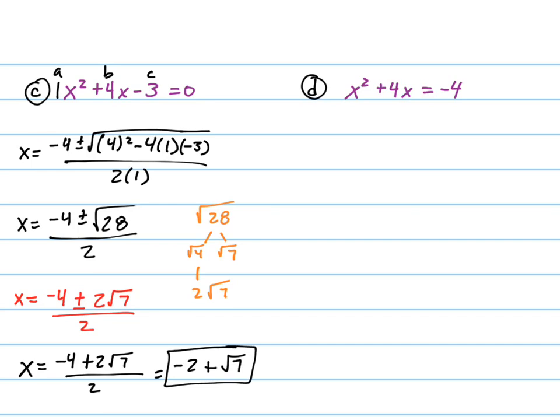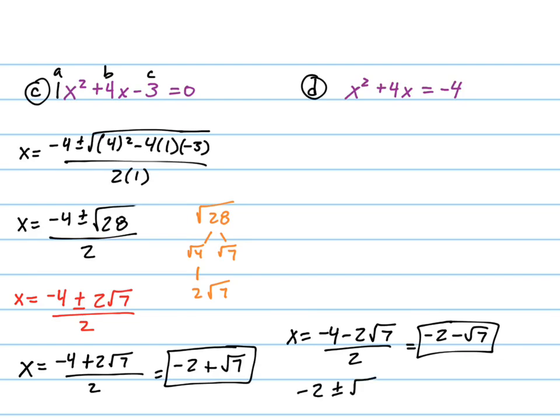And then if we do the same thing for the other version of this, and I'll have to erase it in a minute, we'd have x equals negative 4 minus 2 square root of 7 over 2, and that'll reduce as well. So we've got negative 2 minus the square root of 7 is our other answer. In reality, we could have written this as negative 2 plus or minus the square root of 7. That would have worked as well. We would have just simplified the radical accordingly in the original problem.